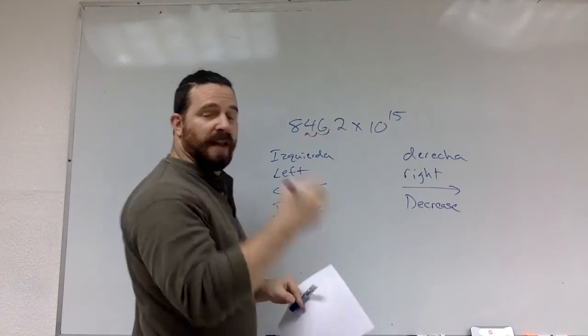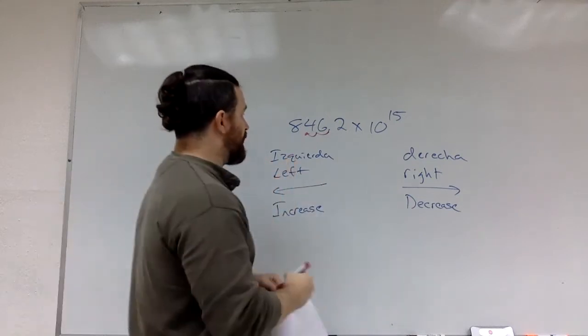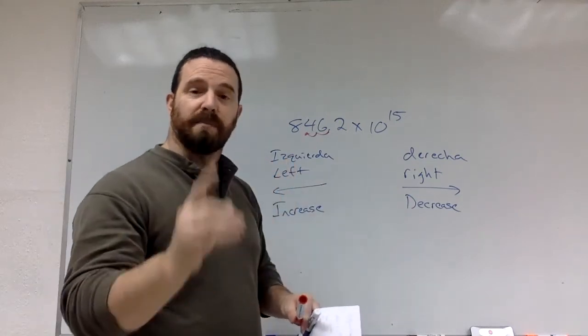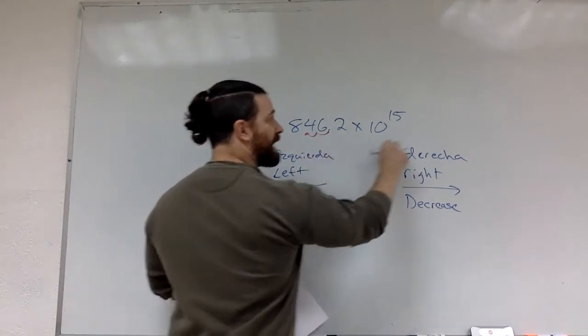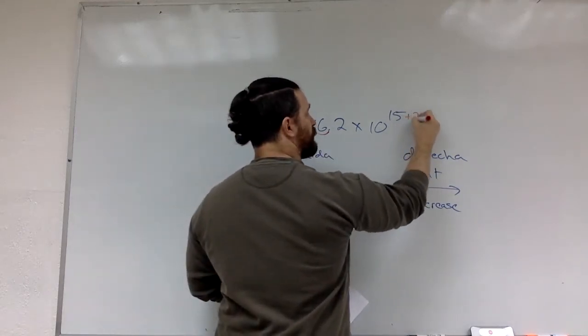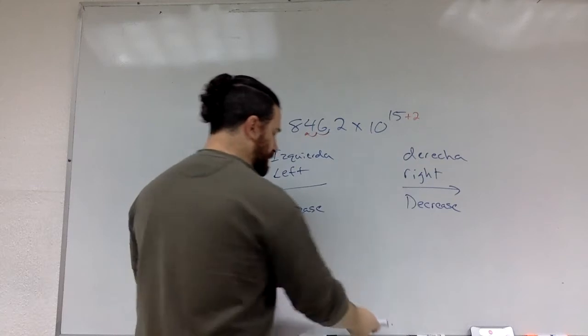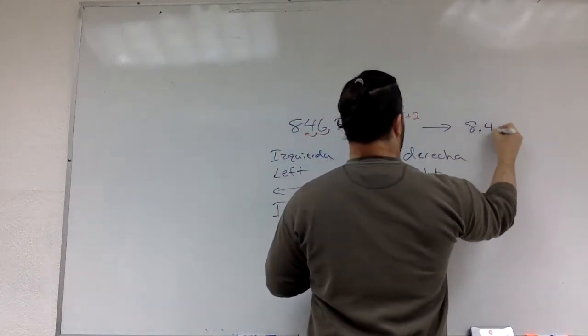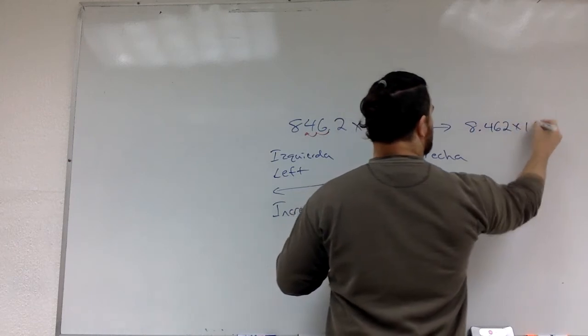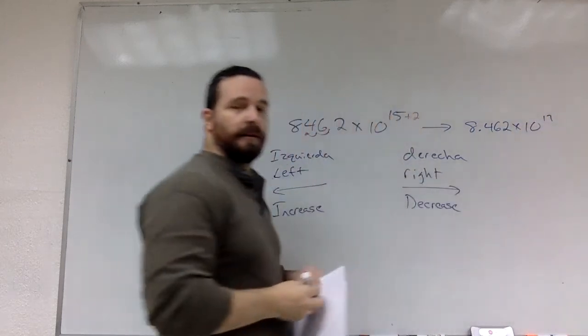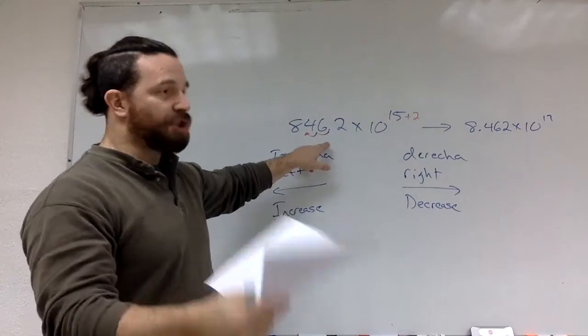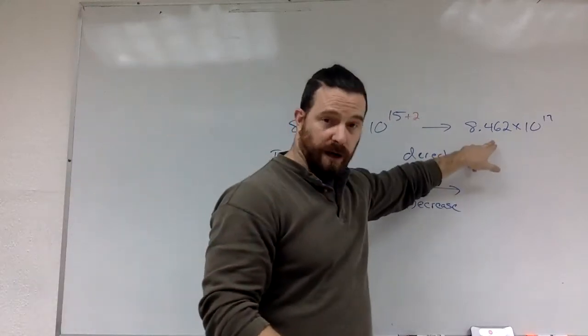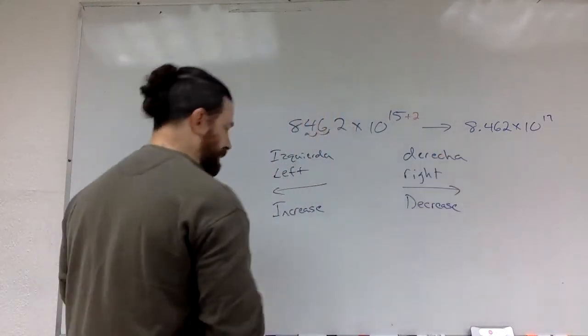So in this problem, if I move the decimal 2 places, 1, 2, I moved it 2 places to the left, or a la izquierda. So that means I have to increase by 2. Come over here to the exponent and just put plus 2. So now the answer should be 8.462 times 10 to the 17. Now this has been adjusted to be proper.